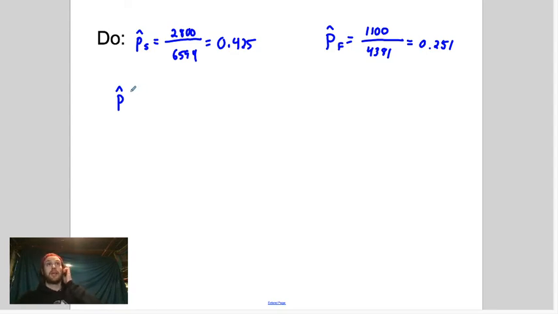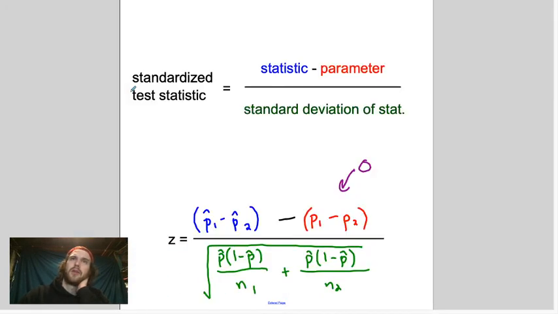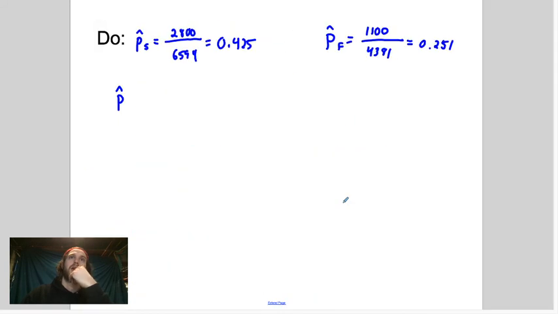Pooled p-hat, remember, is what allows us to assume, this is kind of the best we can do, that the null hypothesis is true. So we're getting to that test statistic Z in just a minute.